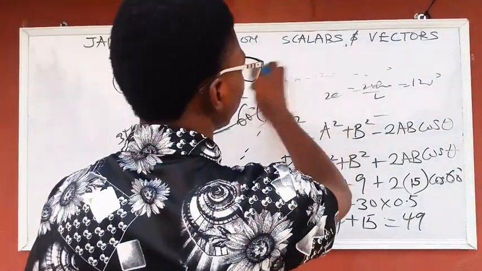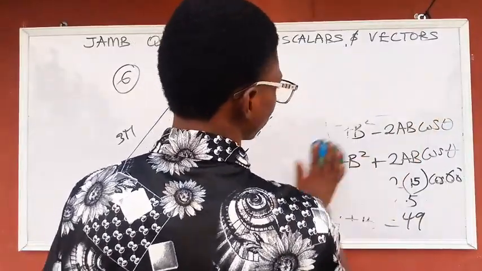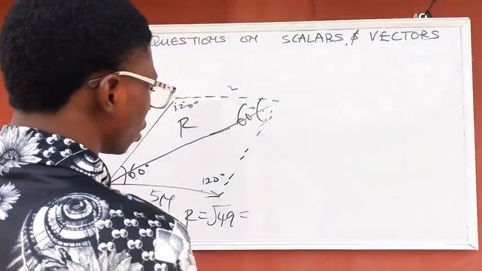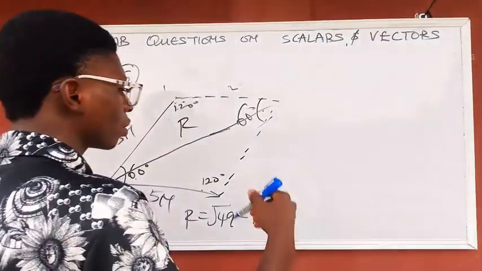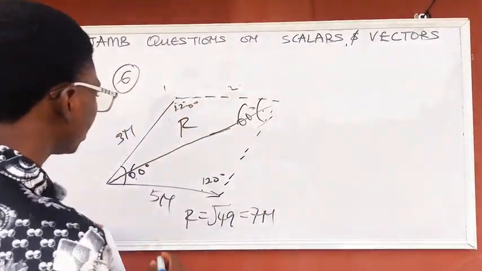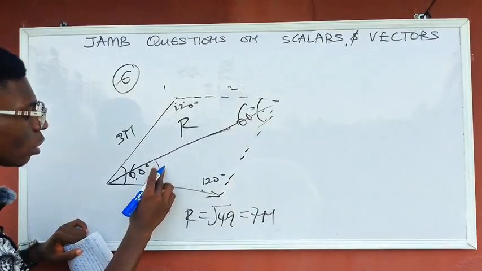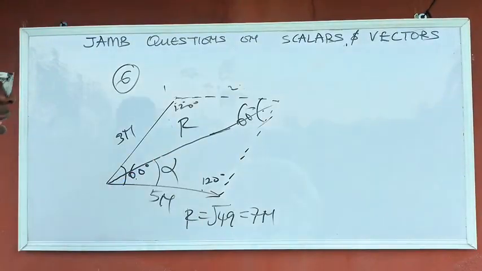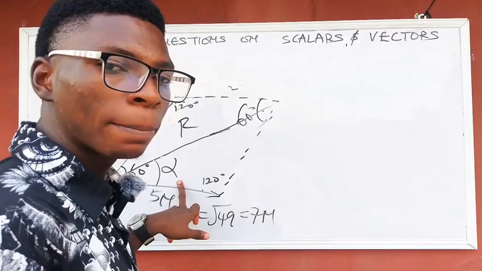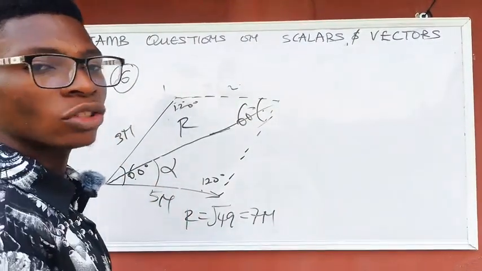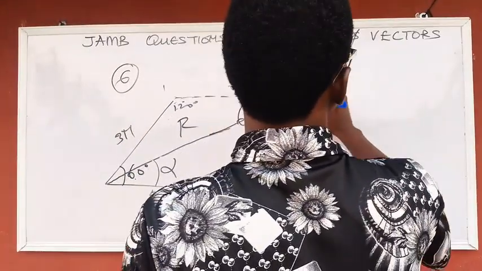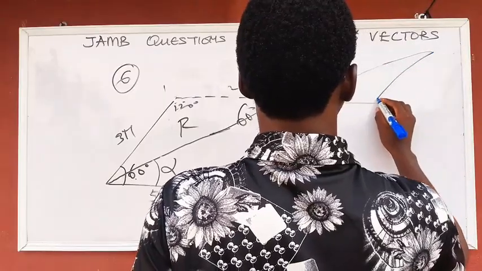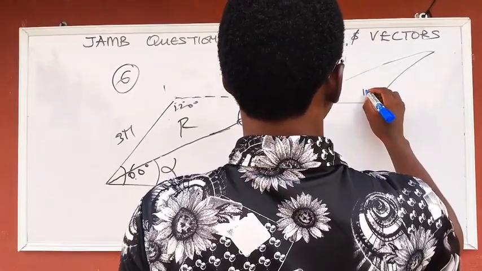Now we are told to calculate the direction as well. Please, I want you to listen very carefully. I told you to calculate the direction. So we have gotten the magnitude, but we also need to calculate the direction of that resultant. So this angle will be the direction of the resultant now. We're going to draw this thing out. Are you getting me now?